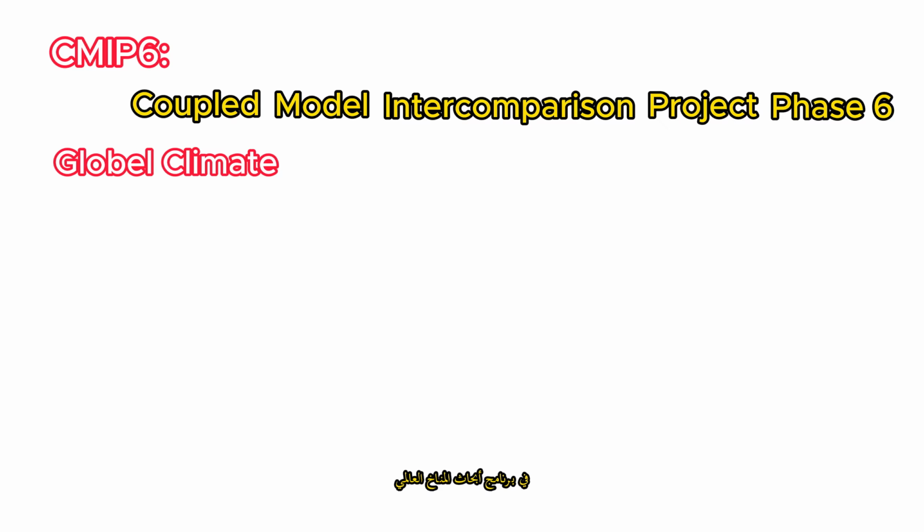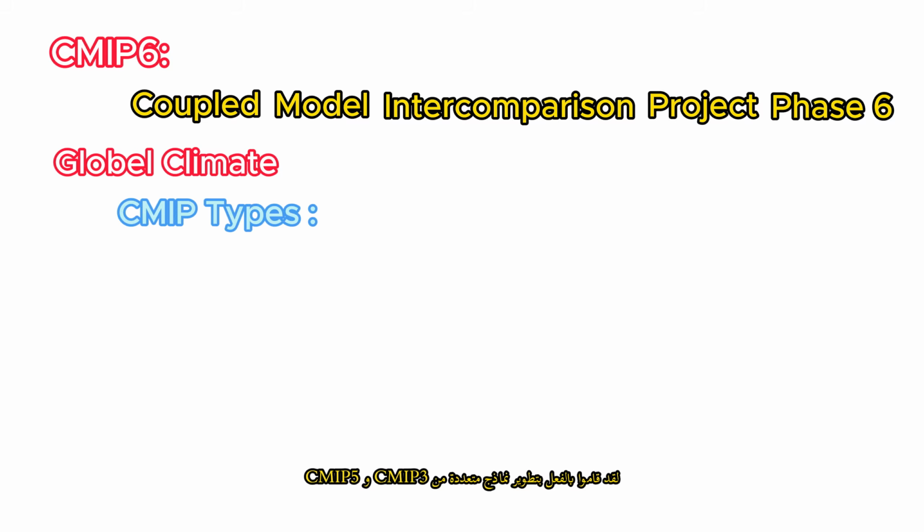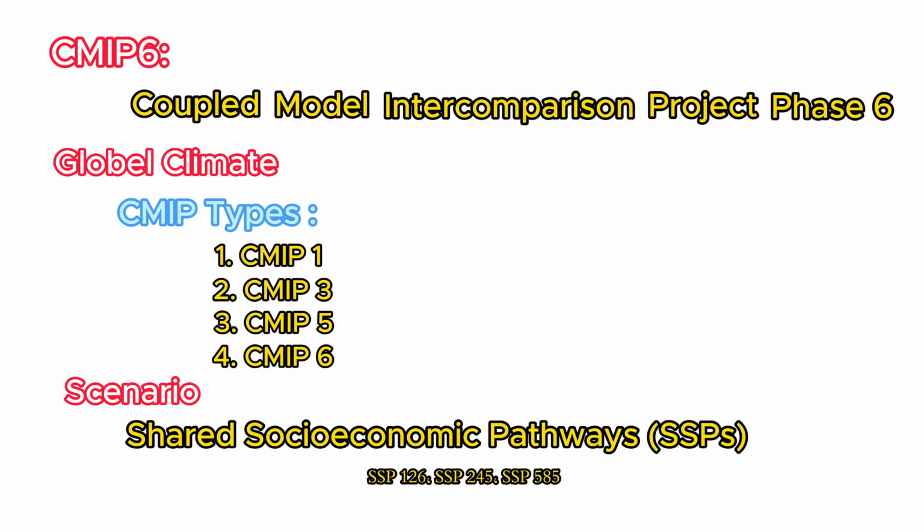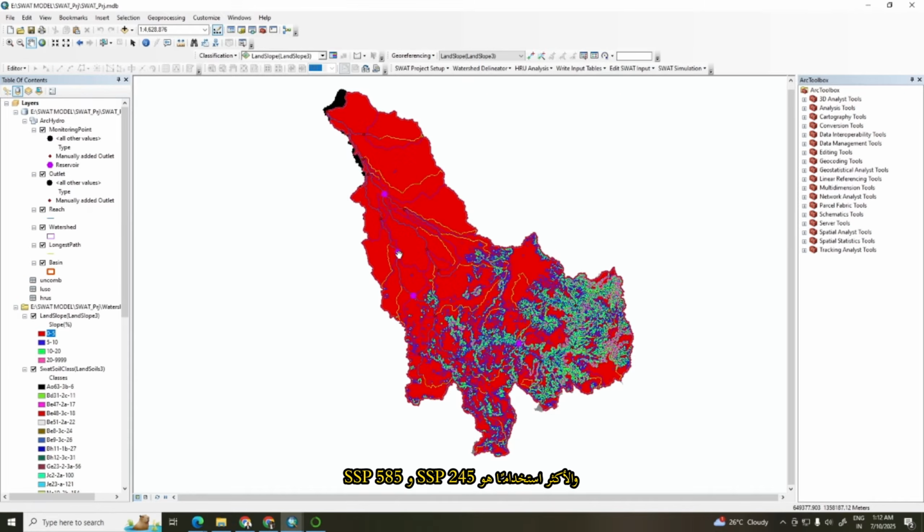The World Climate Research Programme already developed multiple models, CMIP3 and CMIP5, and the most recent one is CMIP6. CMIP6 runs under 4 different scenarios, called Shared Socioeconomic Pathways: SSP126, SSP245, SSP370 and SSP585. The most commonly used are SSP245 and SSP585.